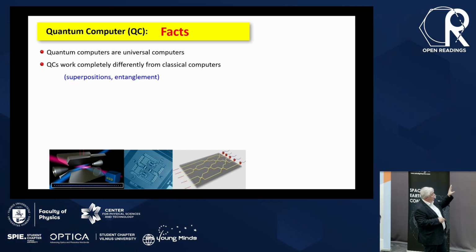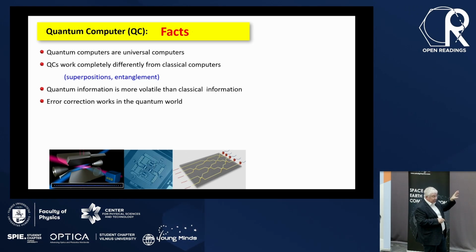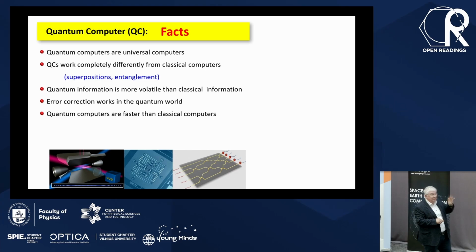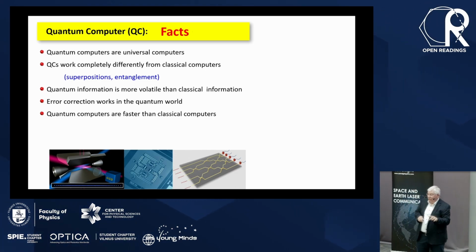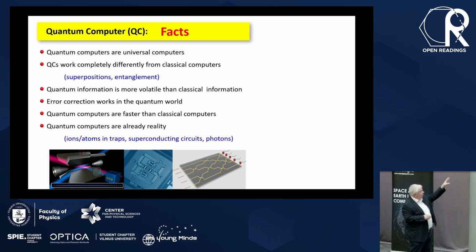We use superpositions and entanglement. We have quantum information, which is more volatile than classical information, but quantum error correction works. We have shown that, and we are about to implement this. They are faster than classical computers, but not for everything. If you want to add 1+1, don't do this on a quantum computer. This works better on a classical one.